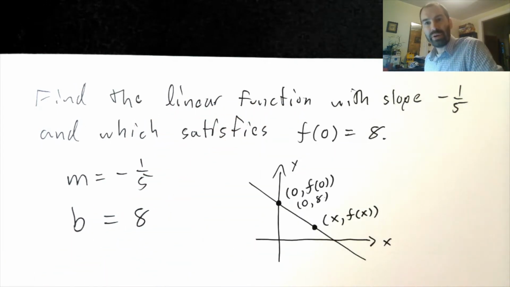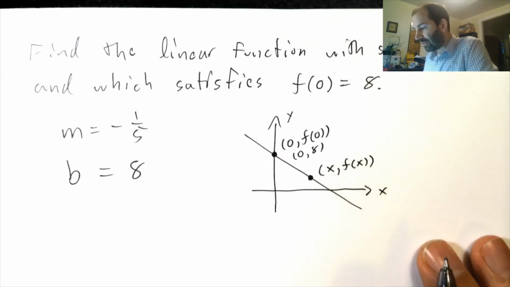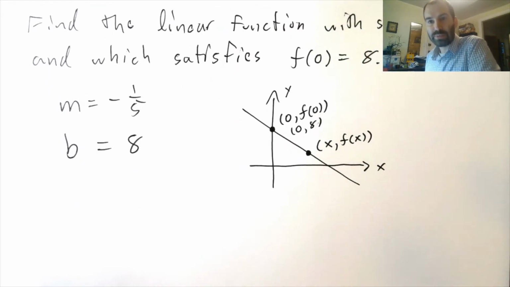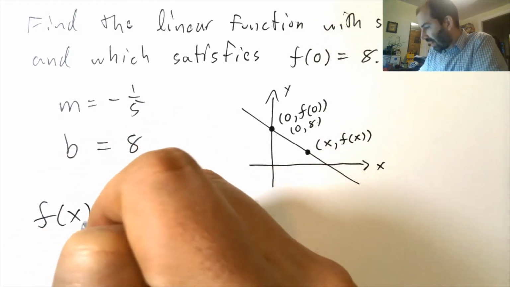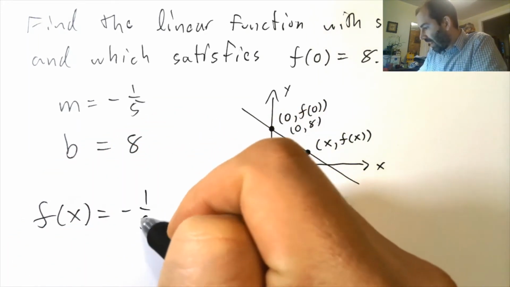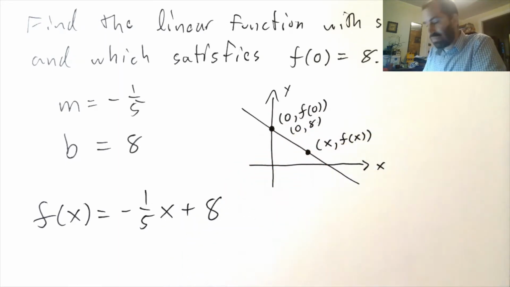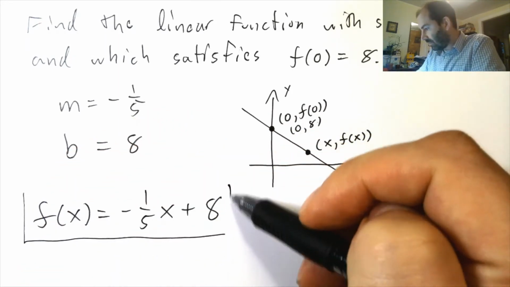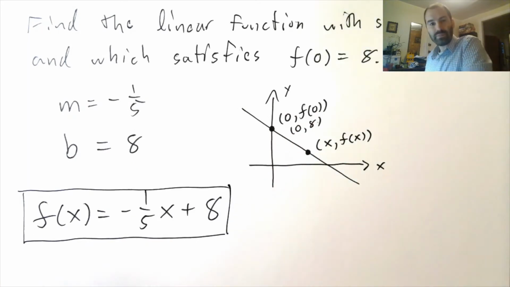Well, now we can write down the line, right? We said that every line has the expression mx plus b, right? So this is f of x equals mx plus b. There we go. The expression for that line.